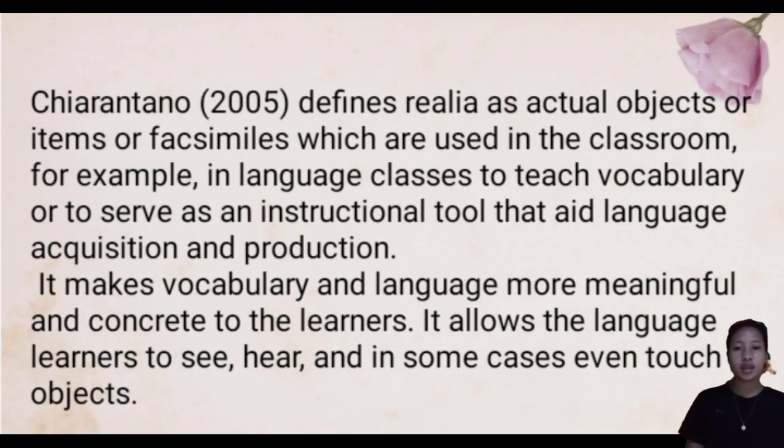According to Chirantano 2005, he defines Realia as the actual objects or items which are used in the classroom, for example in language classes, to teach vocabulary or to serve as an instructional tool that aids language acquisition and production. It makes vocabulary and language more meaningful and concrete to the learners. It allows the language learners to see, hear, and in some cases even touch the object.